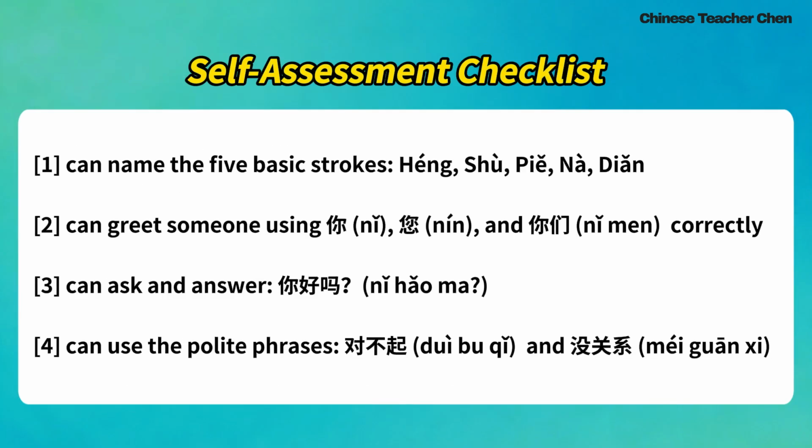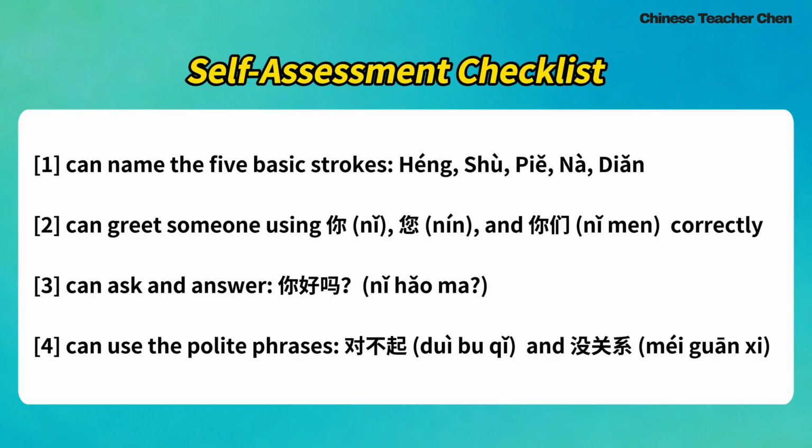Now, let's pause for a quick self-assessment. Take a look at the key learning objectives from today's lesson. Which of these skills do you feel confident about so far? If you can check most of these points, fantastic, you're right on track. If there are still some areas you're unsure of, that is completely normal. Just revisit those sections one more time. Remember, this is your first step, and every bit of practice is building a strong foundation.